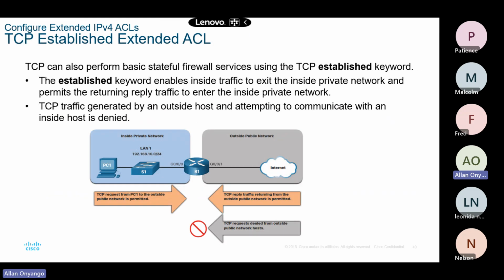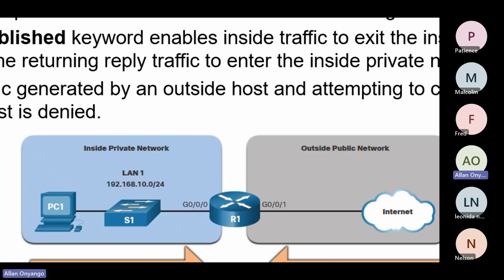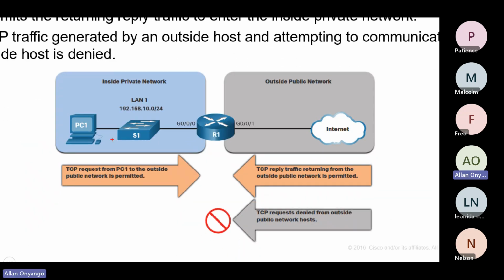Now, I need to explain one thing because we do have the word established here, and I want to explain to you the TCP established extended ACL. So let me use this diagram to explain it. Let's say you are browsing to a web server that is far away. So you click a particular link to visit a web server that is on the internet. When you click the link, it is loading on your PC here, okay? And then the link has to come back so that you can now display what you are actually browsing.